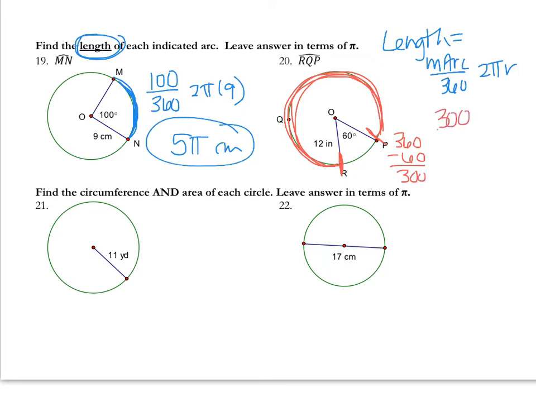And then we're going to use the formula for length. 300 divided by 360 times 2 times pi times the radius, which is 12. And again, you'll type all of that in except for the pi. And that's how you get the answer of 20 pi. Okay, let's look on the next page.